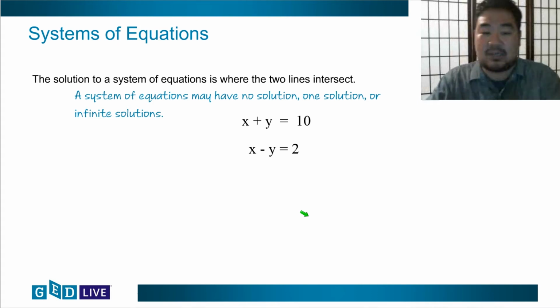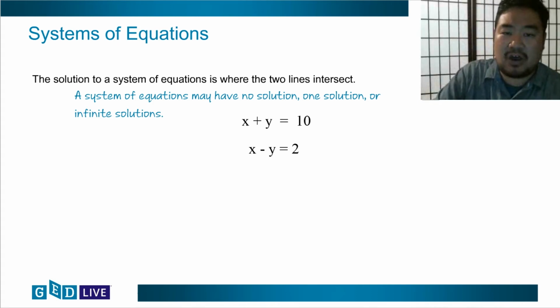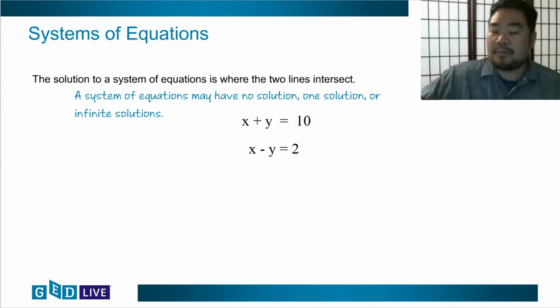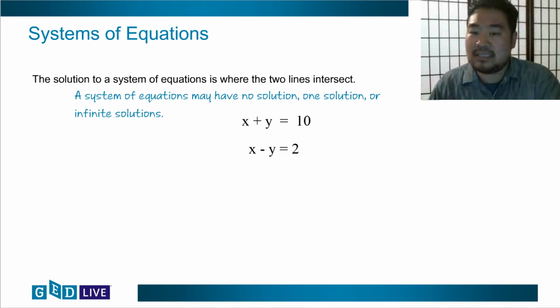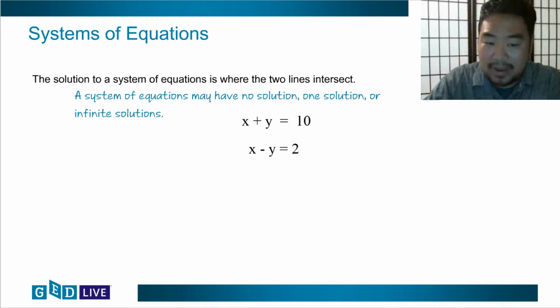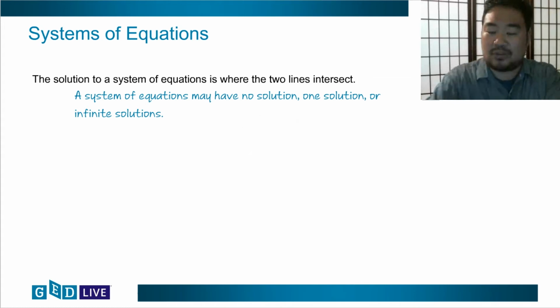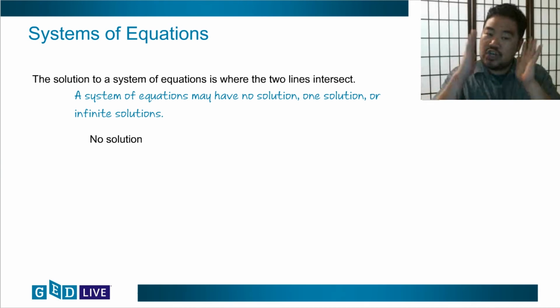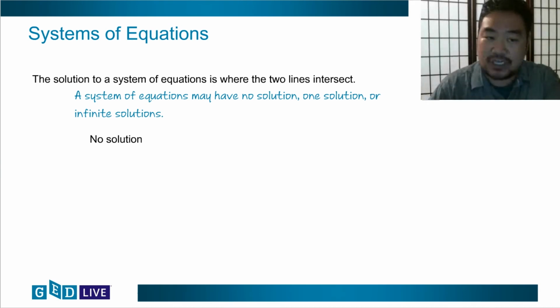x minus y is equal to 2. This is our system of equations. And essentially, the solution to this system of equations would be the point where these two equations combine. And by the way, 2x plus 4y is equal to 30 would be another great example of an equation where we can combine to find what the point of intersection would be.